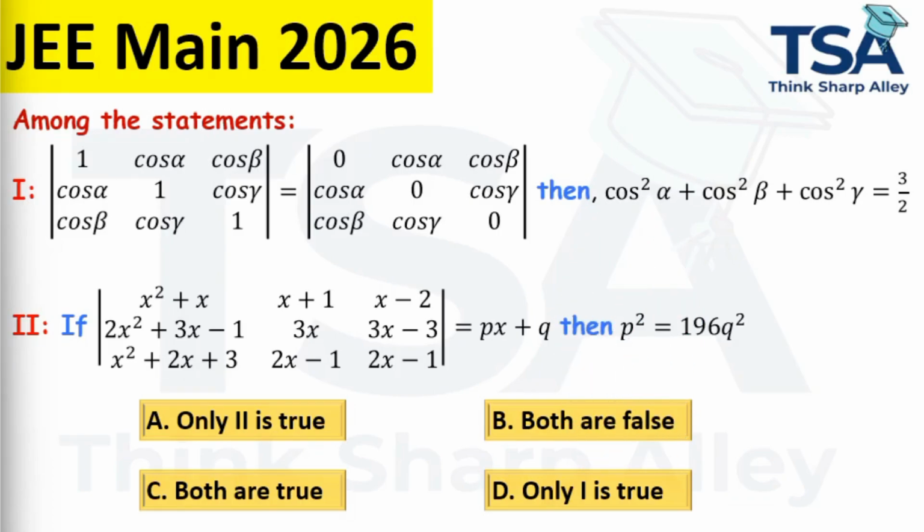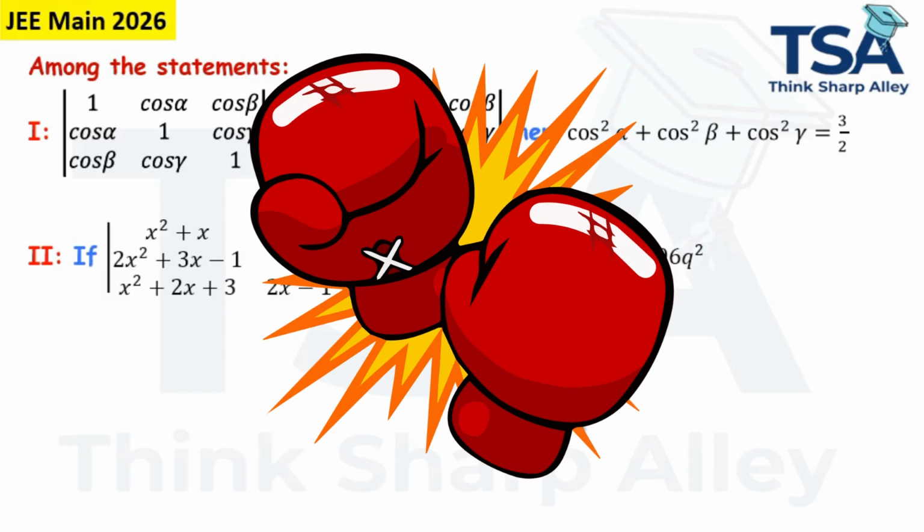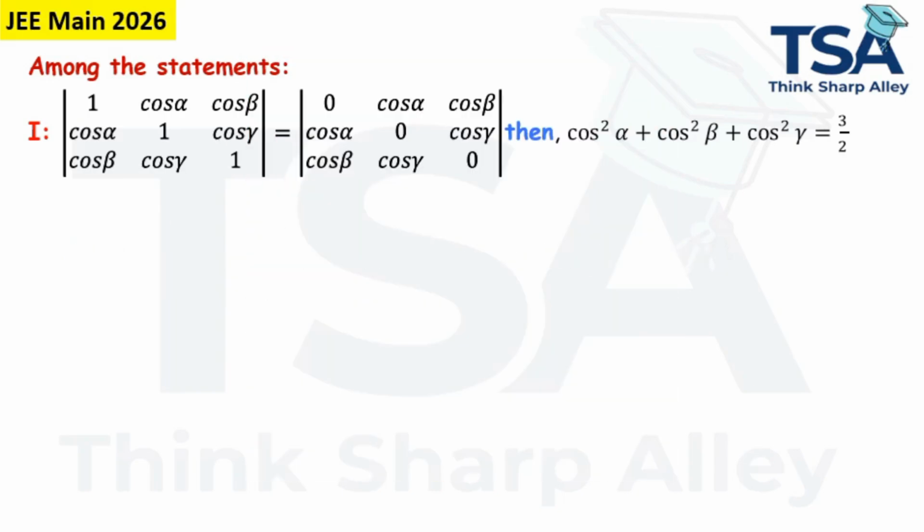Here statement 1 looks like a complex Prigo identity, but it's actually a simple cancellation game. And statement 2, we aren't going to expand that polynomial. We are going to use the power of x equal to 0 to kill the complexity. So let's kill this problem in under 5 minutes. We have been given these 2 statements. This is a battle of determinants going on. Let's focus on statement 1 first.